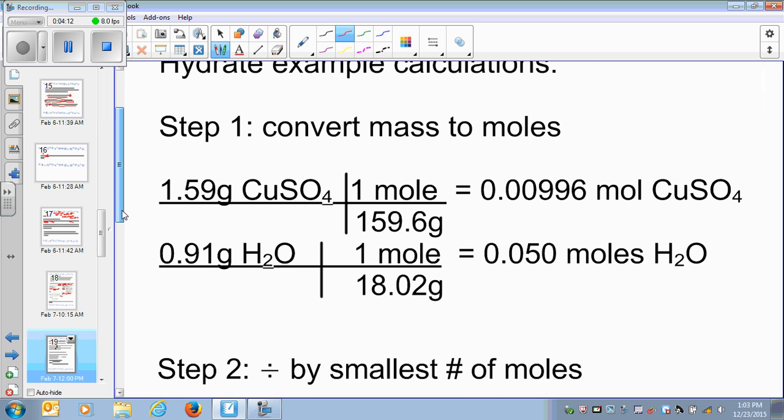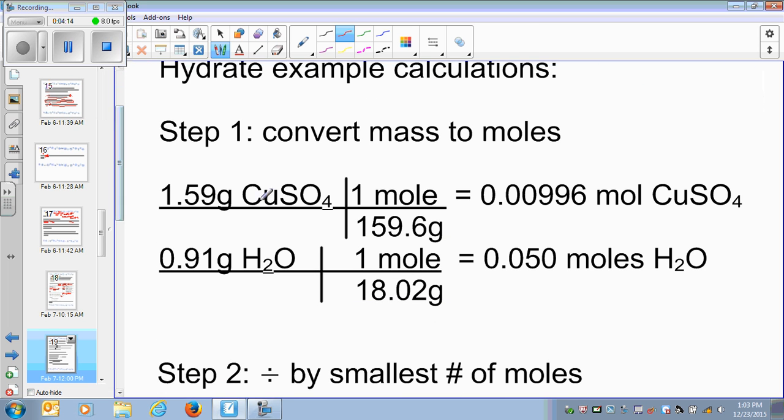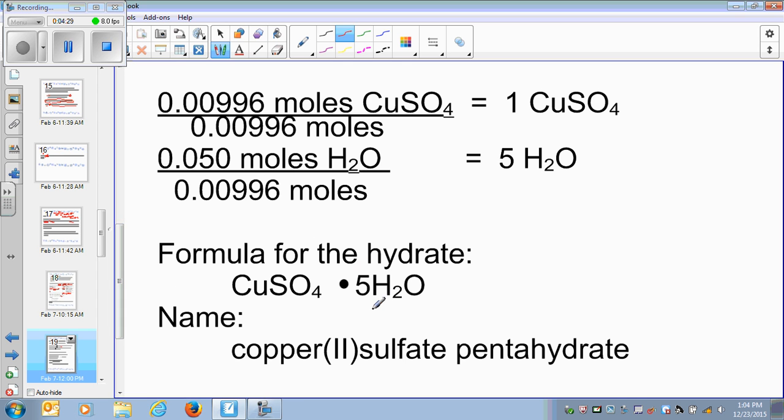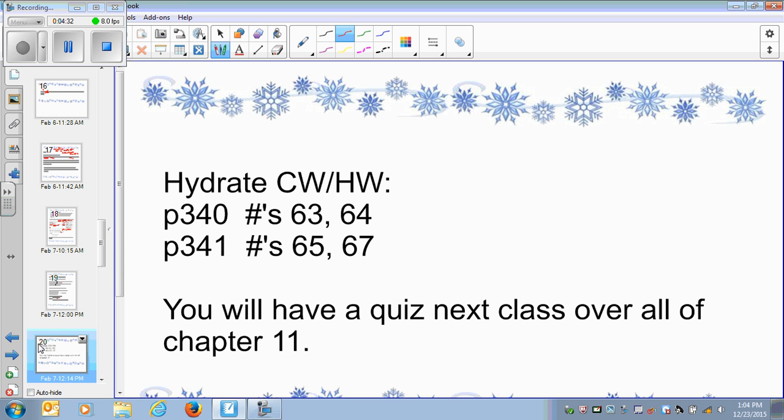So here is the example. When I separate it, I converted it into moles, and now which is the smallest number? This is my smallest number, so I divide both answers by that smallest number. That gives you 1 mole of copper sulfate with 5 water molecules. So I calculated my X right here. So this is how you calculate the hydrated compound.